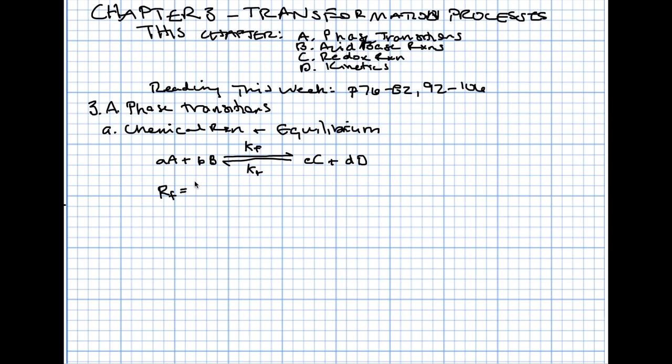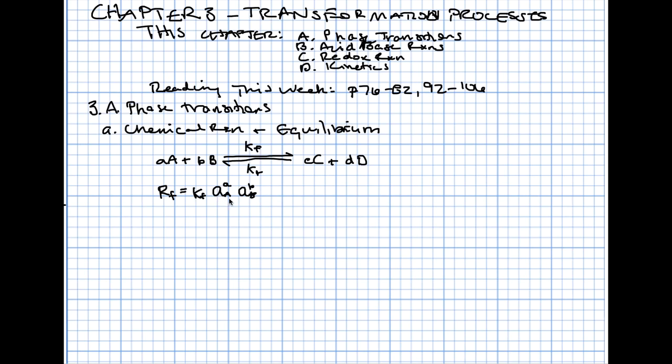Yay, that worked. Okay, and the proportionality constant is the rate constant. So we have, that's supposed to be a little k sub f, times the activity of our reactant A raised to the power a, times the activity of our reactant B raised to the b power.